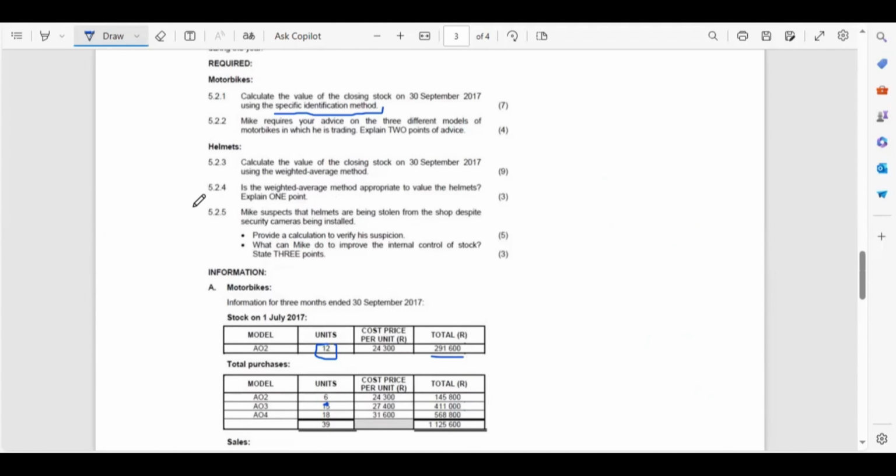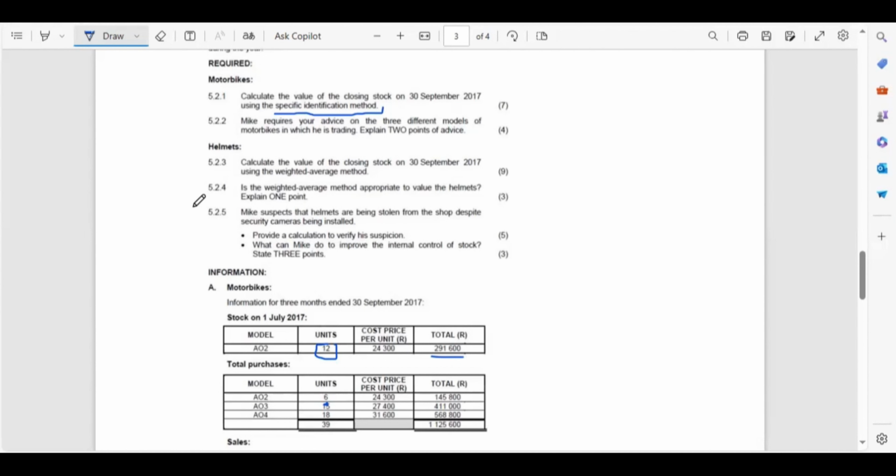FIFO 2.4: is the weighted average method appropriate for the helmets? Explain one point. They just need you to only make one point. Now, the trick here is that if you can't explain why your weighted average method is appropriate for helmets, try to explain why the other methods are not appropriate to value your helmets, right? For instance, you can say yes.